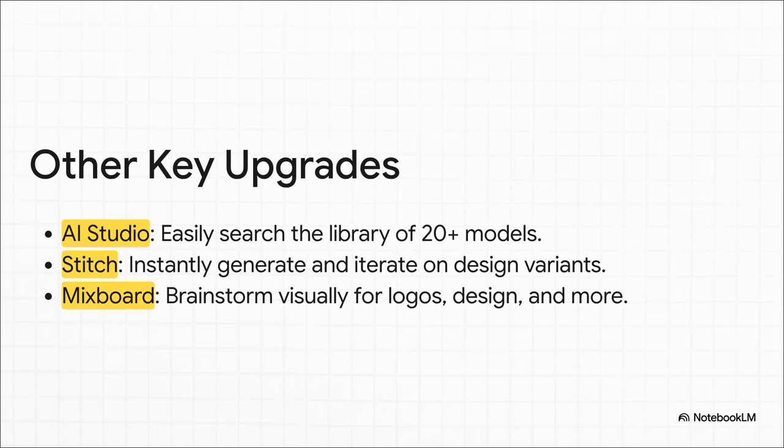And the upgrades didn't stop there. They hit their creative tools too. In AI Studio, finding the perfect model for whatever you're doing is now a breeze. For all you designers out there, Stitch lets you whip up and test new visual ideas almost instantly. And then there's Mixboard, which is kind of like an AI-powered mood board that helps you brainstorm visually for pretty much anything. It's all about making that whole creative process way smarter.